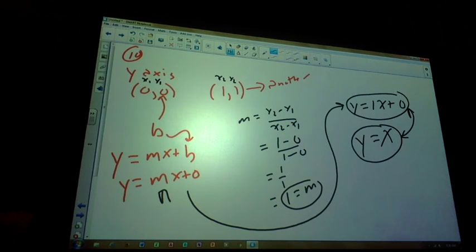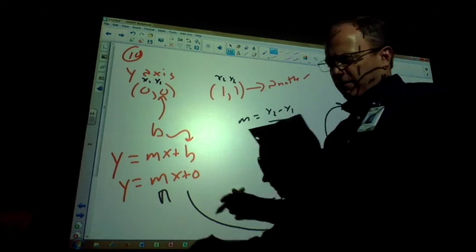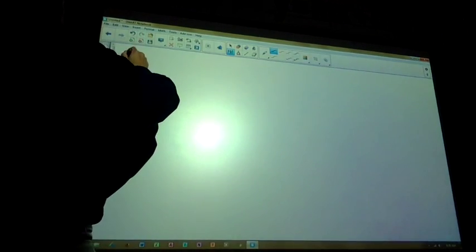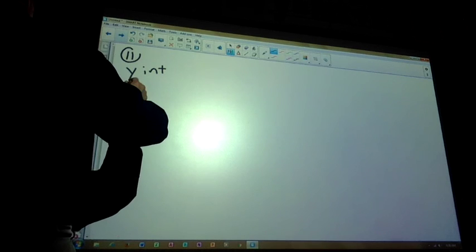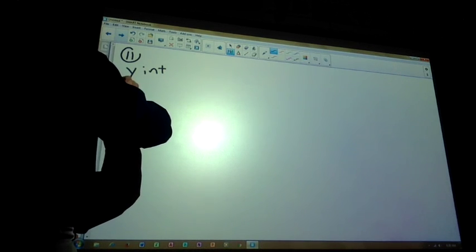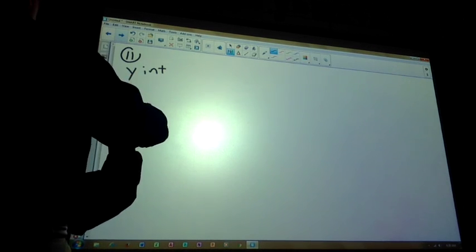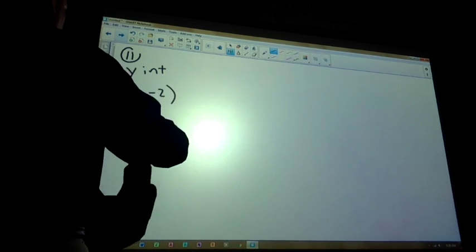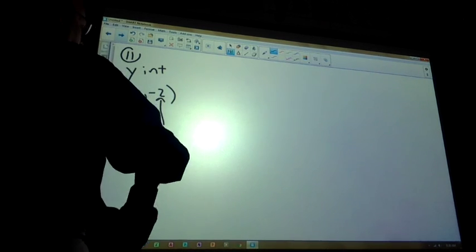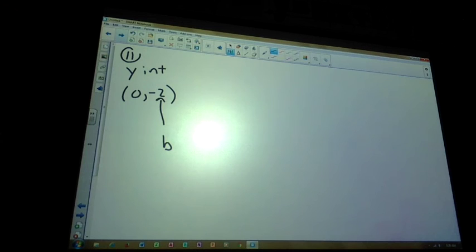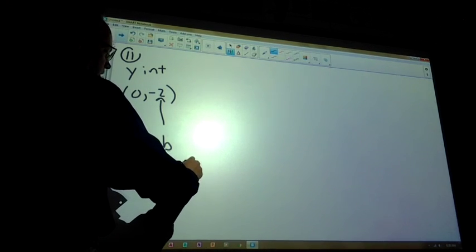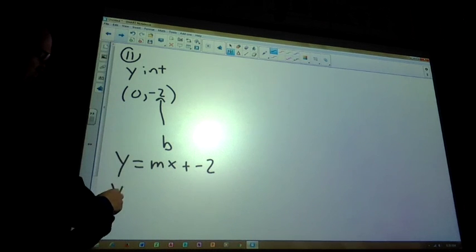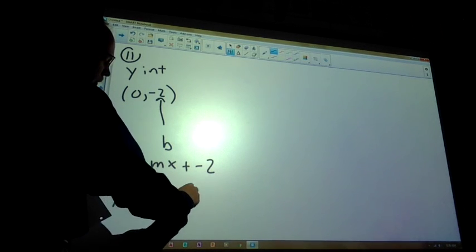Number 11. Number 11. It has a y-intercept of what? Negative 2. So 0, negative 2 is the y-intercept. So that's my b value, correct? So far I get y equals mx plus -2. So that could be y equals mx minus 2.